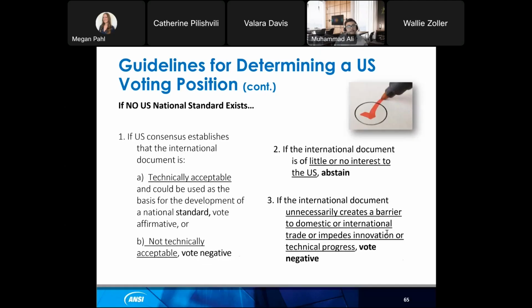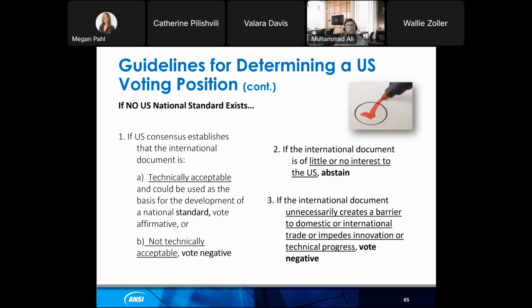And then let's discuss the case of if no U.S. standards exist, then if the U.S. consensus within the TAG establishes that the international document is technically acceptable, then you vote affirmative. If not technically acceptable, you vote negative. If the international document is of no interest to the U.S., you should vote abstain.